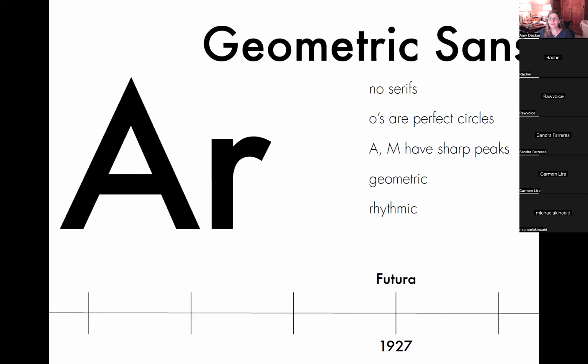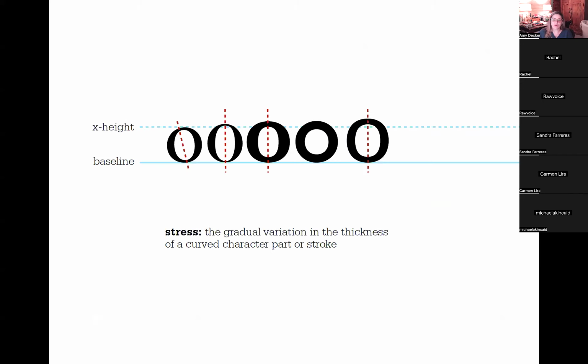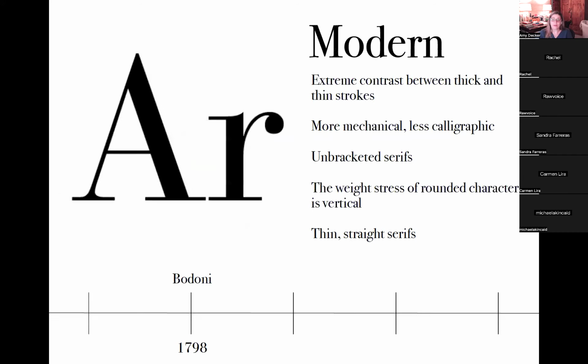Oh yeah, go ahead. Just going back to make sure I'm understanding this. For the Egyptian one. Let's go back. When it says minimal stress of curved strokes, does that mean minimal line width variation in curves? Right. So let me go back to this picture. The minimal stress is this one right here. You see how the difference in the thickness is very minimal. Okay, thank you. It's a good question.